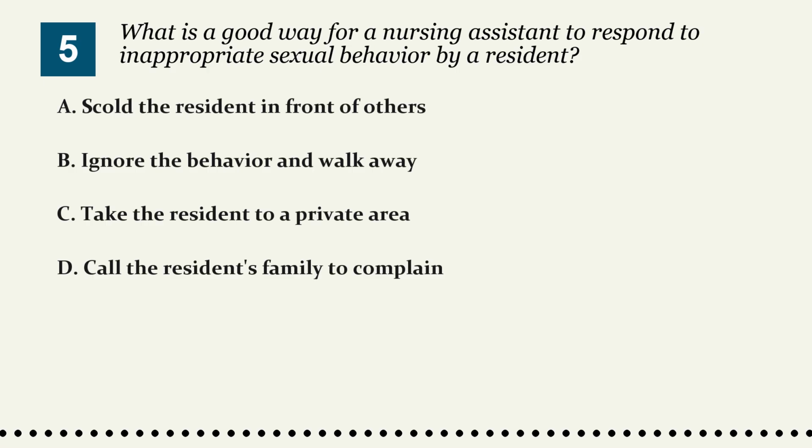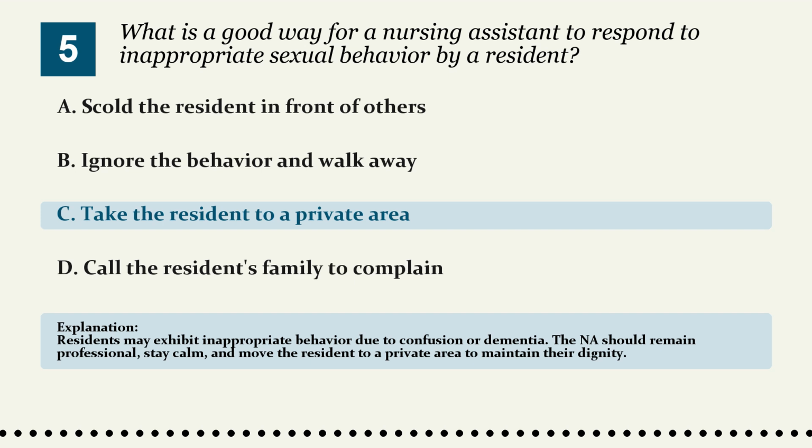Question 5. What is a good way for a nursing assistant to respond to inappropriate sexual behavior by a resident? Option A. Scold the resident in front of others. Option B. Ignore the behavior and walk away. Option C. Take the resident to a private area. Option D. Call the resident's family to complain. The correct answer is option C. Take the resident to a private area. Residents may exhibit inappropriate behavior due to confusion or dementia. The NA should remain professional, stay calm, and move the resident to a private area to maintain their dignity.